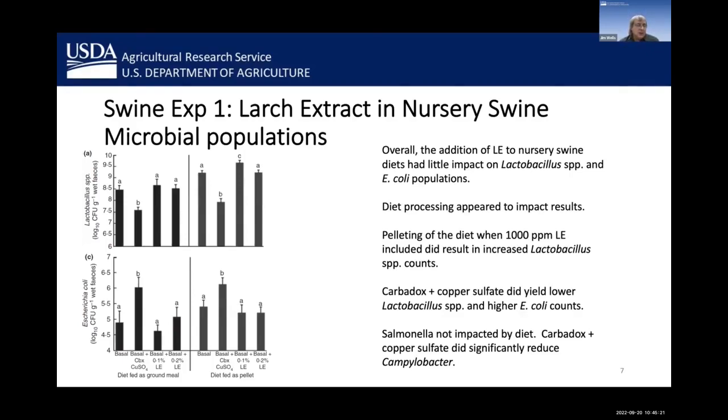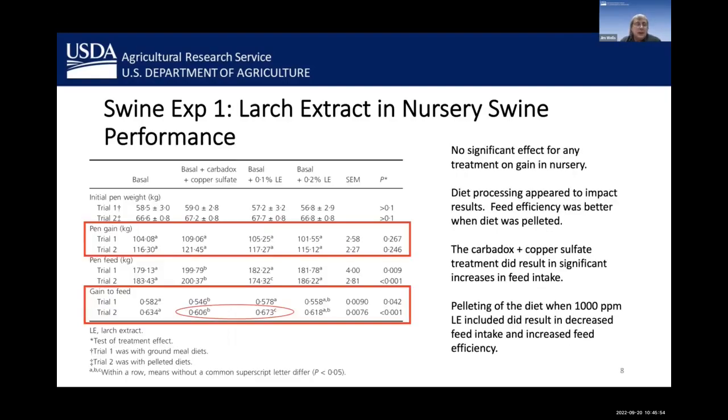When we looked at the E. coli populations, we did not see any effect of larch extract on the E. coli populations within the feces. One interesting thing about this was that the carbadox copper sulfate did lower lactobacillus counts and did result in higher E. coli counts. And another component of the study, since we did look at pathogens: salmonella wasn't impacted by diet, but carbadox and copper sulfate did significantly reduce campylobacter.